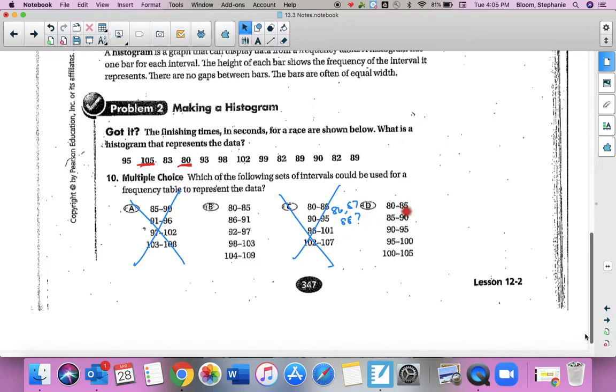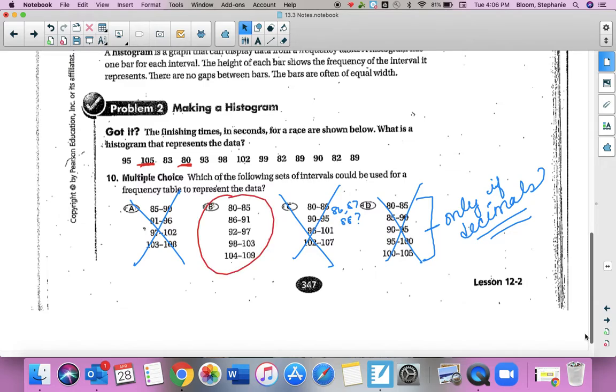It would only overlap like this if I had decimals. And if I had decimals, then it could look like this, but I don't. Those are all whole numbers. So let's just double check here, 80 to 85, okay? Then I would go to 86 to 91. That's equal to the 80 to 85 interval. Then from 91, I go to 92, yep. Go down to 98. And does this one include 105? It does. And so my answer would be this B right here, okay?